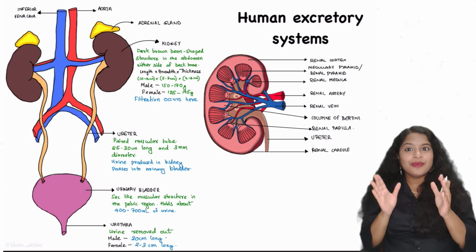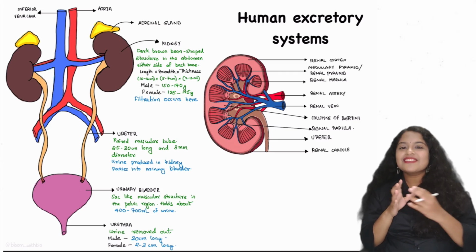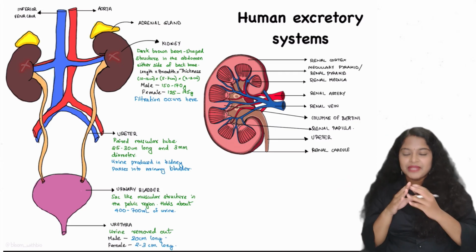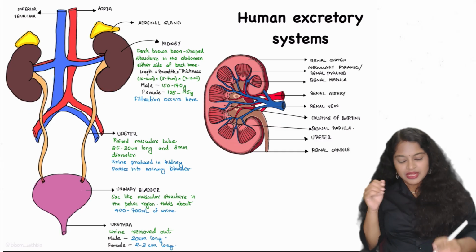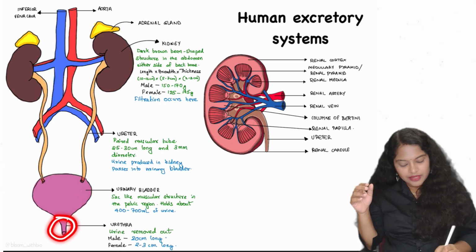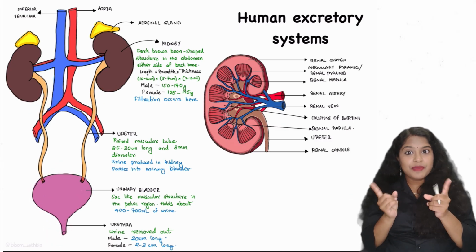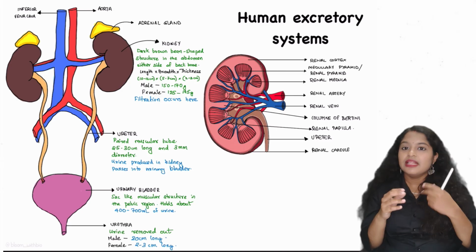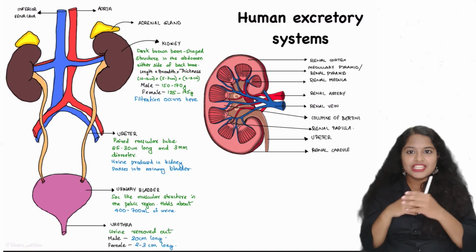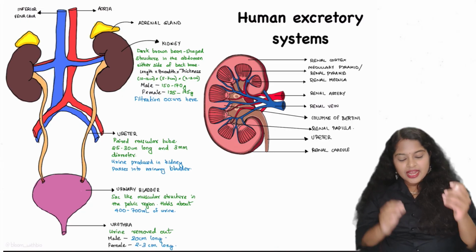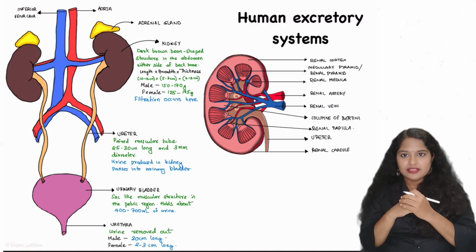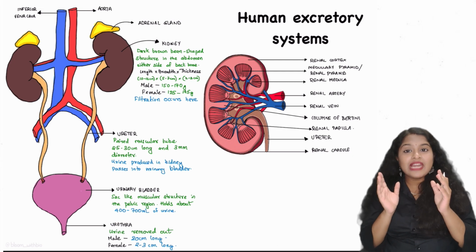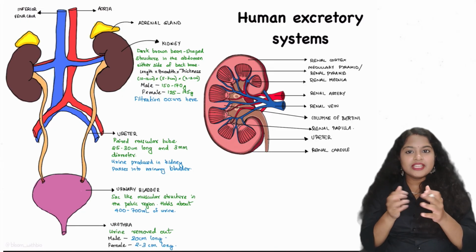Now coming on to the human excretory system. The human excretory system consists of a pair of kidneys, a pair of ureters, a urinary bladder, and a urethra. So a pair of kidneys, a pair of ureters, a single urinary bladder and a single urethra. Above these kidneys we have the adrenal glands. Kidneys are dark brown bean-shaped structures located in the lower abdominal cavity on either side of the vertebral column, and these kidneys are the place where filtration occurs.